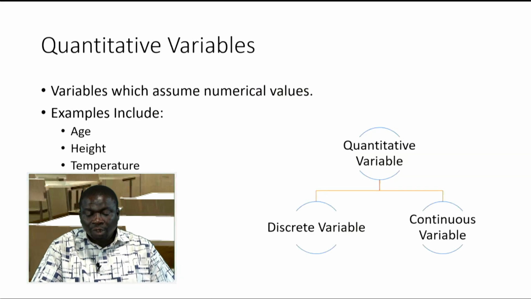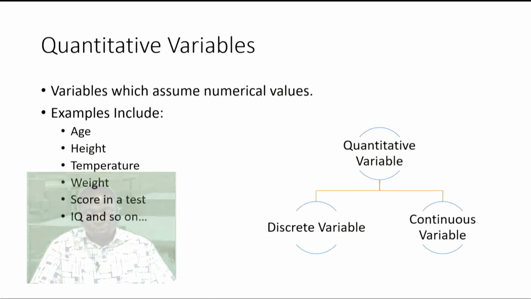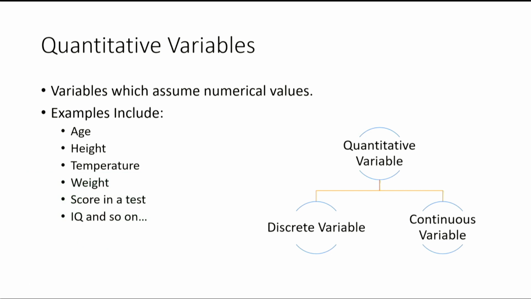We also have quantitative variables. Quantitative variables are variables which assume numerical values. Examples of quantitative variables are age, height, temperature, weight, score in a test, IQ, that is intelligence quotient, and so on. These quantitative variables can be divided into two types. That is, we have discrete variables as well as continuous variables.